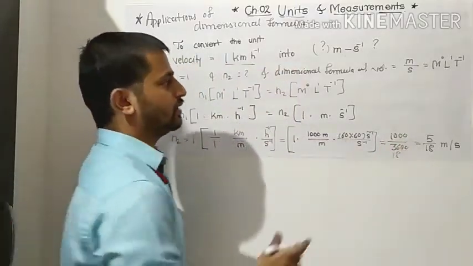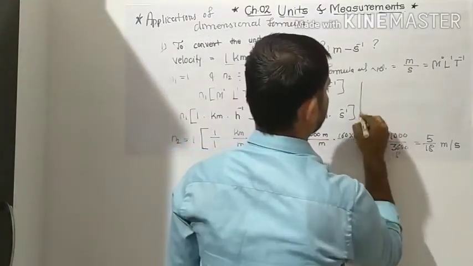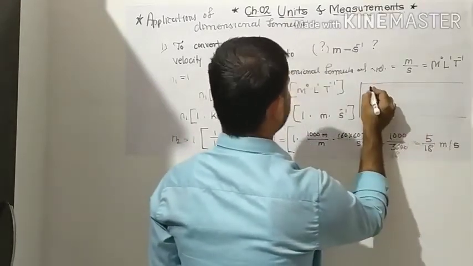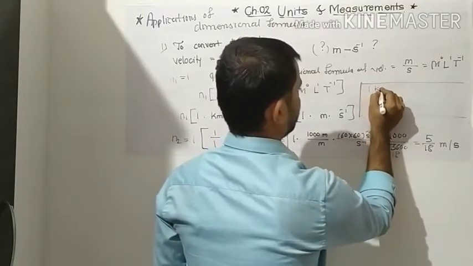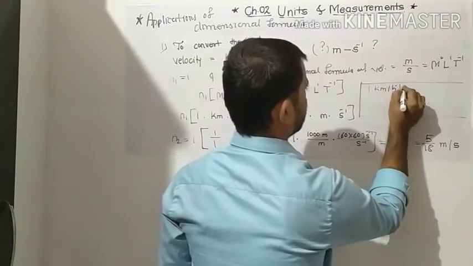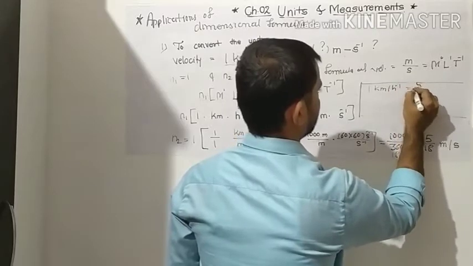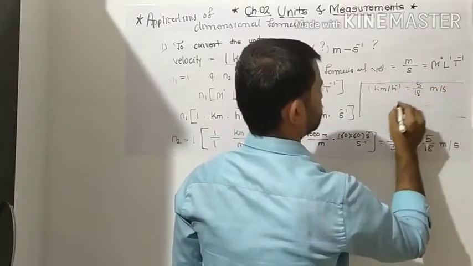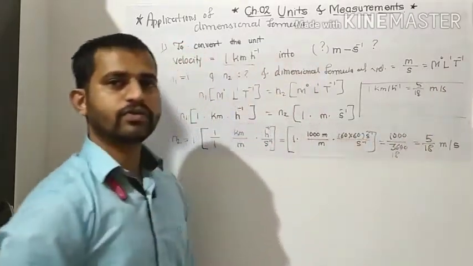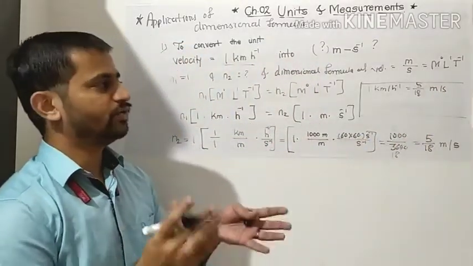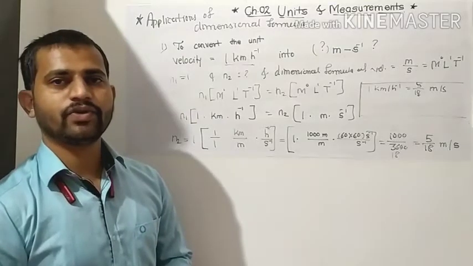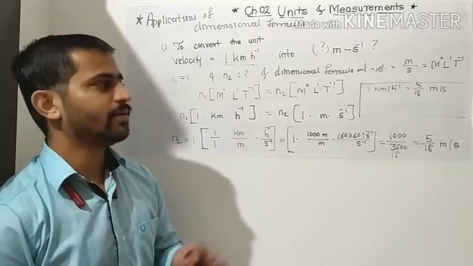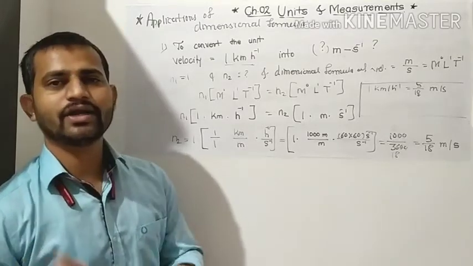Okay, so got it? If we have to convert any quantity, like 1 kilometer per hour is equal to 5 by 18 meter per second. Suppose we have to convert 72 kilometer per hour into meter per second, then how can we convert? We just have to multiply that particular value of 72 by 5 by 18, then we will get the value directly.